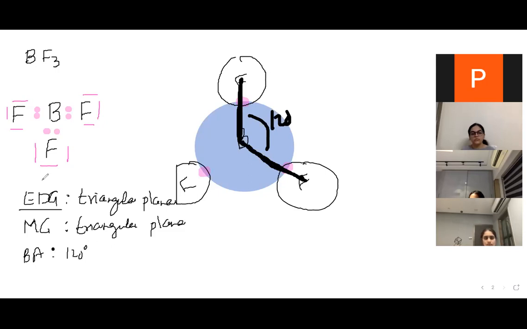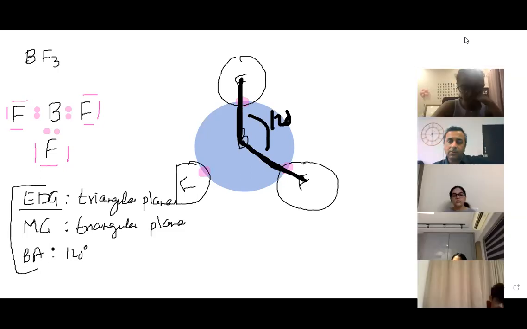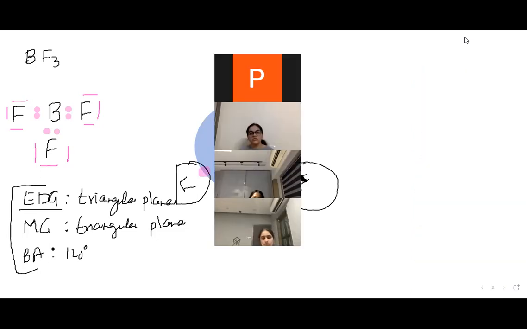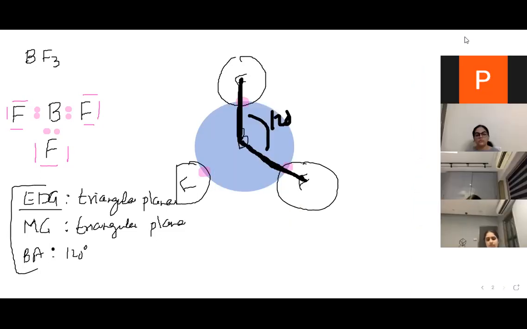So how do you know where to take the bond angle from? Where else can you take it from? What is the other suggestion that you have? You can take the whole F and F. F and F, is that the angle? Are they connected to each other? Do they have a bond between them? No. So how can there be a bond angle? Okay.